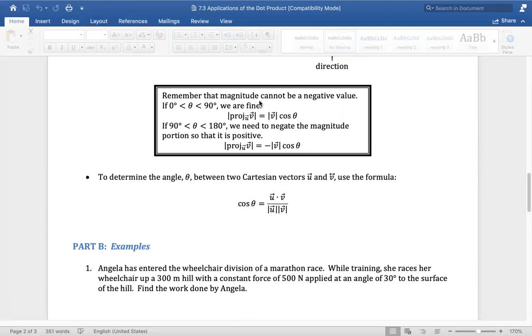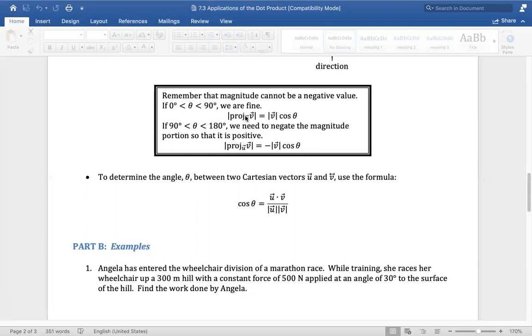So again, this is just saying if I was figuring out the magnitude of something, the length of something, it would always be a positive value. Hence why we have these absolute value signs around it if I'm solving for the magnitude. So if I'm between 0 and 90, we already said that my answer is going to be positive, right? Because I'm lying on top of that ground vector, if you will. My answer is going to be positive.